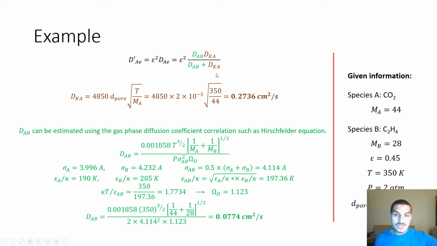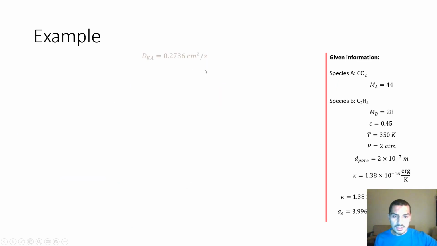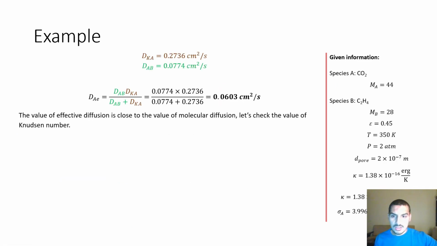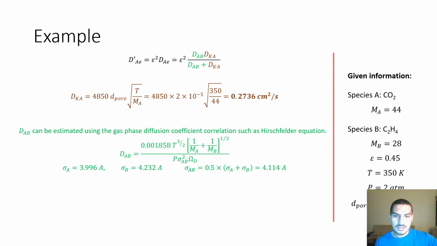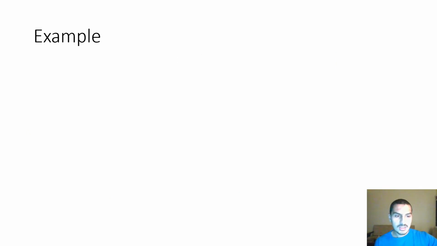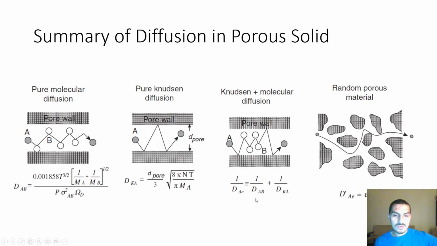And from this equation, you can tell that the value of DAE will be smaller than the smallest of these two. So this is something that we see in mass transfer. You would see, and it's gonna be clearer if I go back to this equation. So this equation mathematically tells us that this is gonna be smaller than the smallest of these two. You can try any numbers, it's gonna be always smaller.